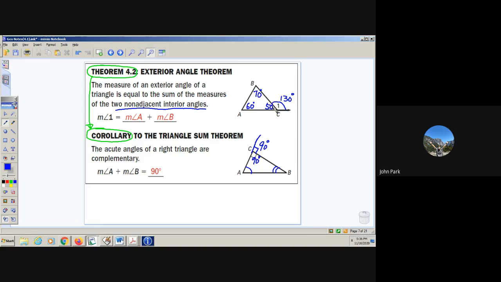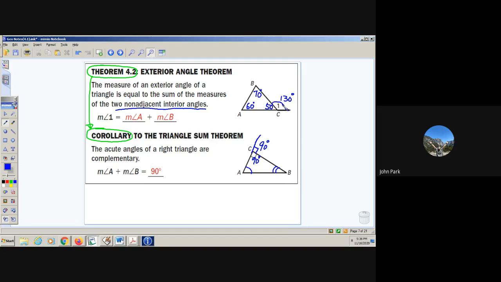Well, since I know triangles add up to 180 degrees, if this is 50, the other two have to add up to 130. So I just made up some numbers here, 60 and 70, to make it easier. But if I add 60 plus 70, doesn't that also equal 130? Because 130 plus 50 has to be 180, and then 130 for these two plus 50 has to also be 180. So that's kind of related to the triangle sum theorem, but that's called the exterior angle theorem.